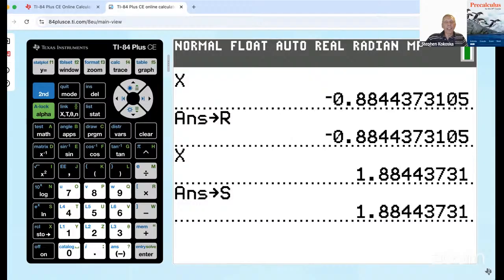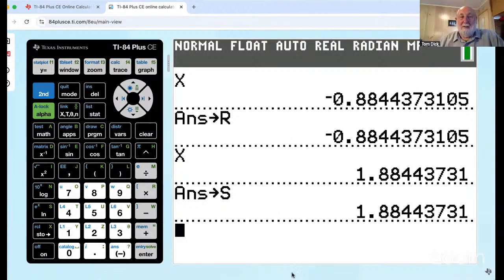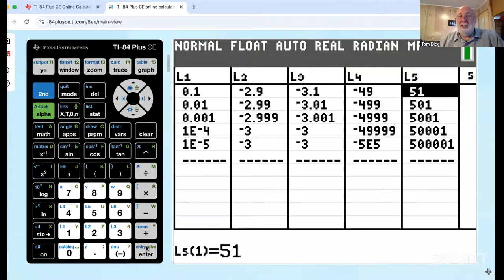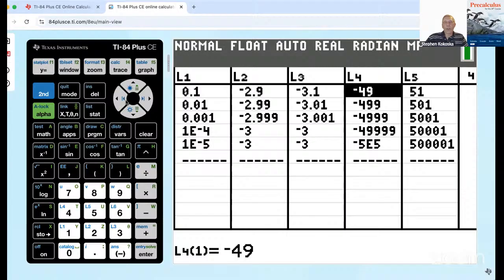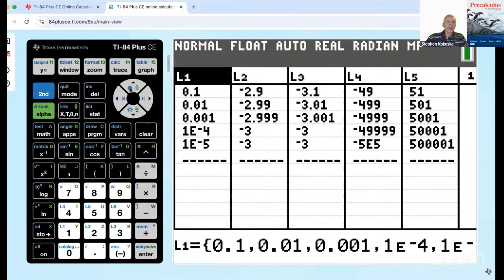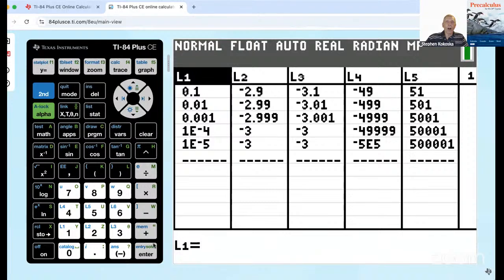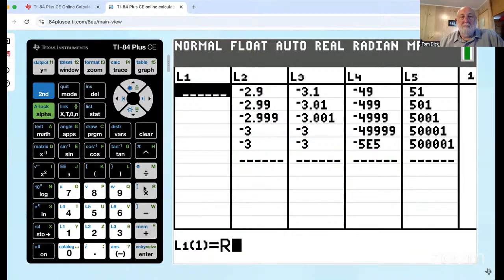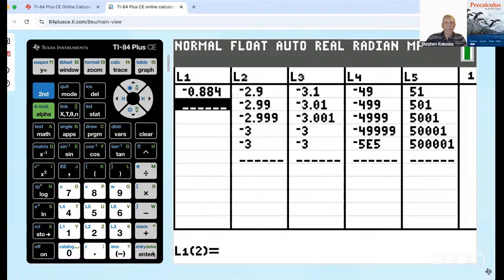Tom, I have a question, and I apologize. You may have answered this one before. I know that you like to use the stat list editor. If you went to the stat list editor now, I went to stat and I'll just hit edit. If you went way over to L1 in the first cell, can you type R there, and will it place it there? Let's see. I'll put in alpha R. There it is. Well, that's pretty cool.